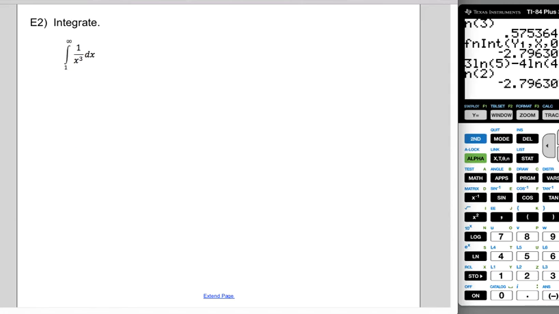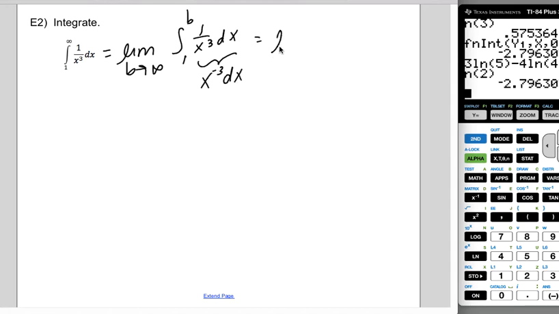All right. Okay, so we're going to integrate 1 over x cubed with respect to x from 1 to infinity. So the same argument, I have to do this as the limit as b approaches infinity of the integral from 1 to b of 1 over x cubed dx. Now remember that this 1 over x cubed is actually x to the negative third dx, right?